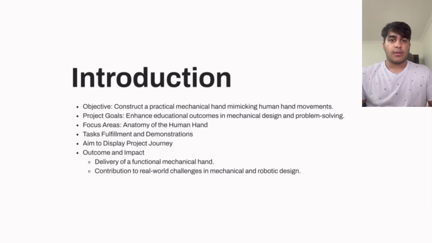Introduction. The objective is to construct a mechanical hand which can mimic real human hand movement. The project goals are to enhance educational outcomes in mechanical design and problem solving by focusing on areas such as the anatomy of the hand. We will be demonstrating this mechanical hand at the end of the presentation.